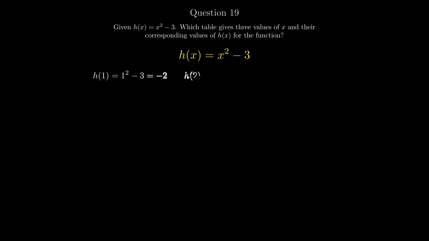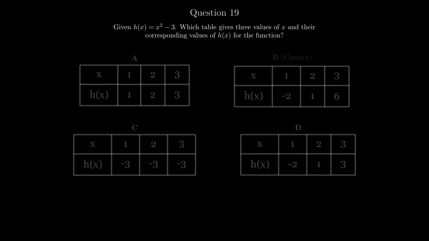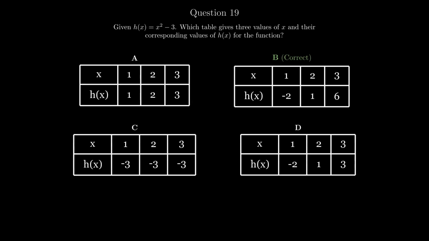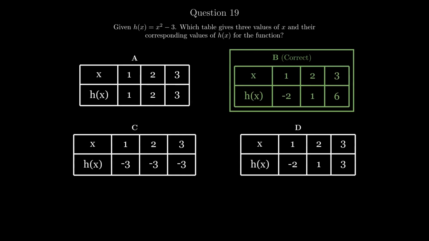For x equals 2, h of 2 equals 2 squared minus 3, which simplifies to 4 minus 3, giving us 1. And for x equals 3, h of 3 equals 3 squared minus 3, which simplifies to 9 minus 3, giving us 6. Now looking at the 4 tables on the screen, let's look for the outputs negative 2, 1, and 6. As we can see, the only table that matches our calculations perfectly is table B. So B is our correct answer.